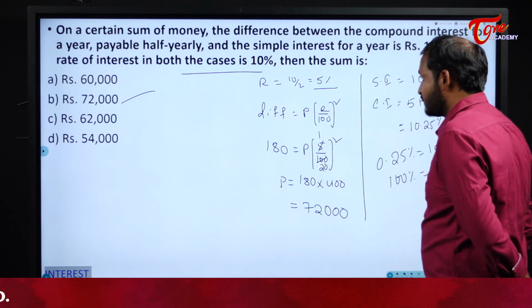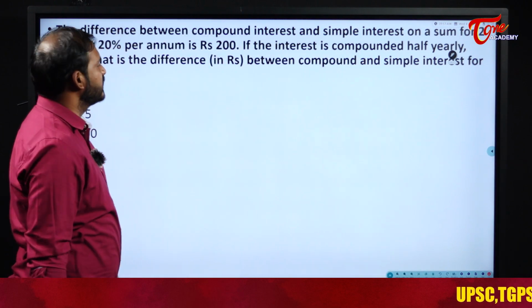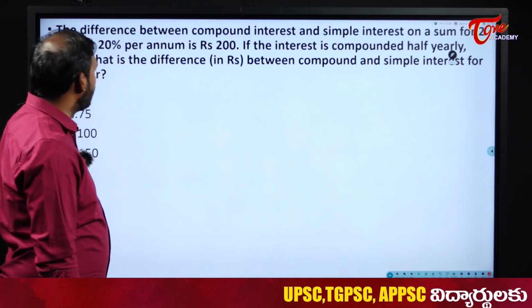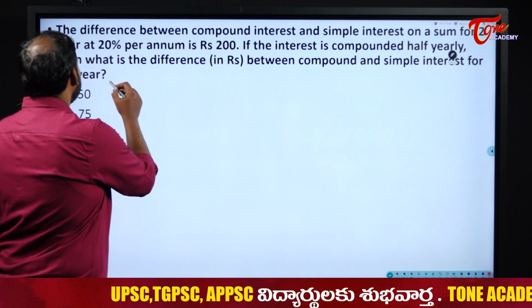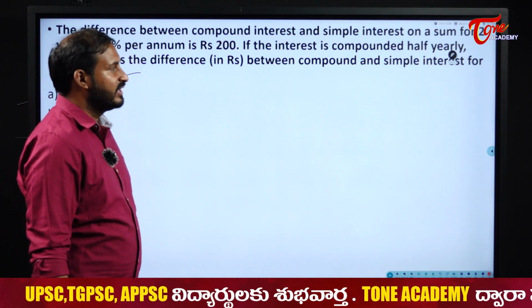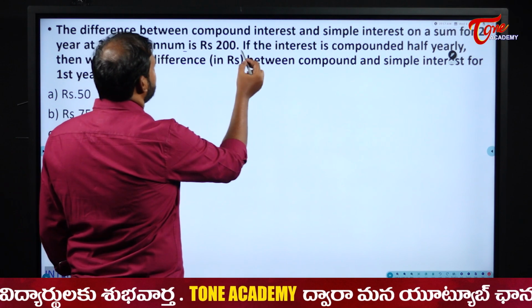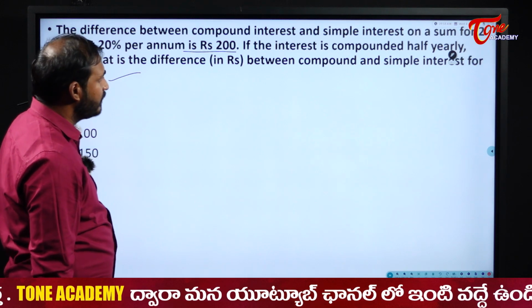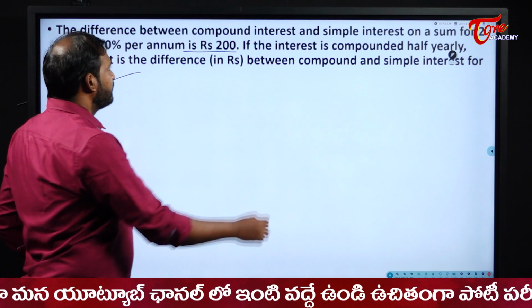Okay. Next one. The difference between the compound interest and simple interest on a sum for 2 years at 20% per annum is 200. If the interest is compounded half yearly, then what is the difference between compound interest and simple interest for first year? For the first year they are asking us. They given us the difference between this one and that one for 200. Okay, for 2 years.